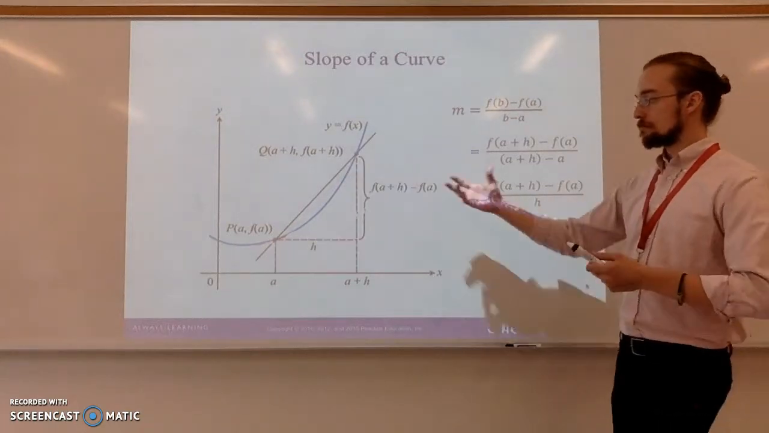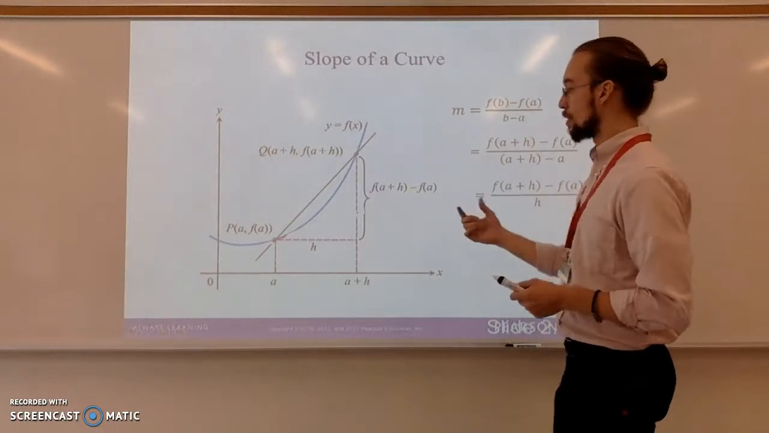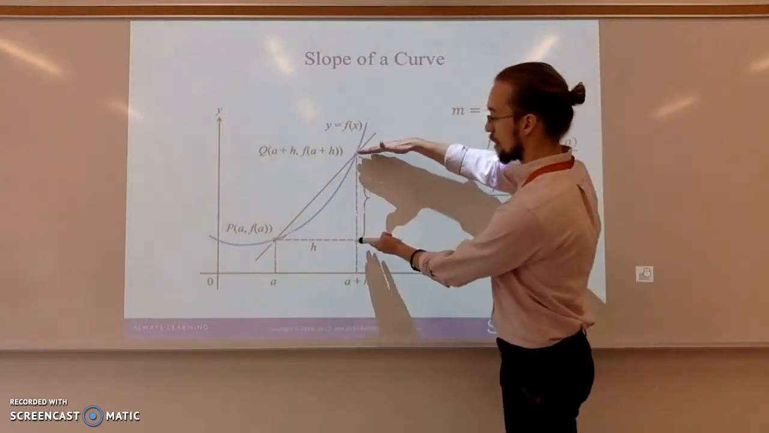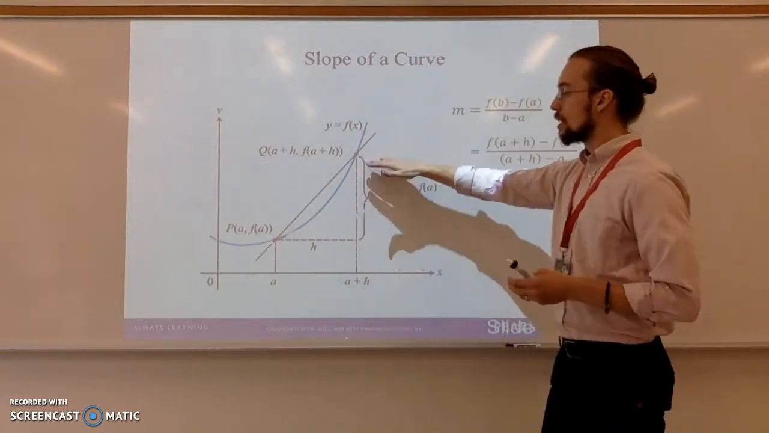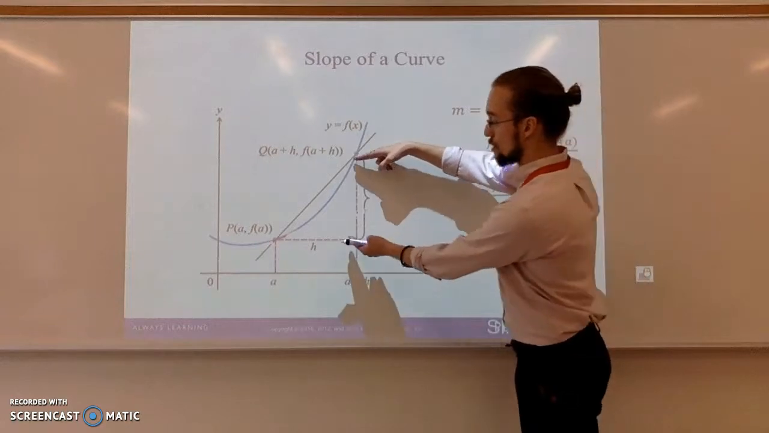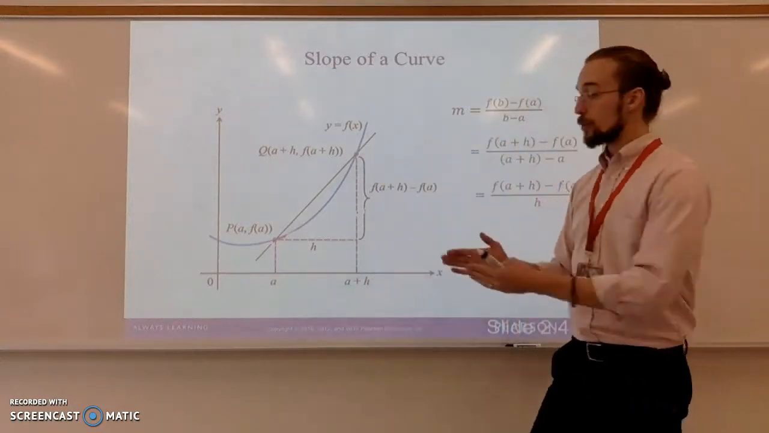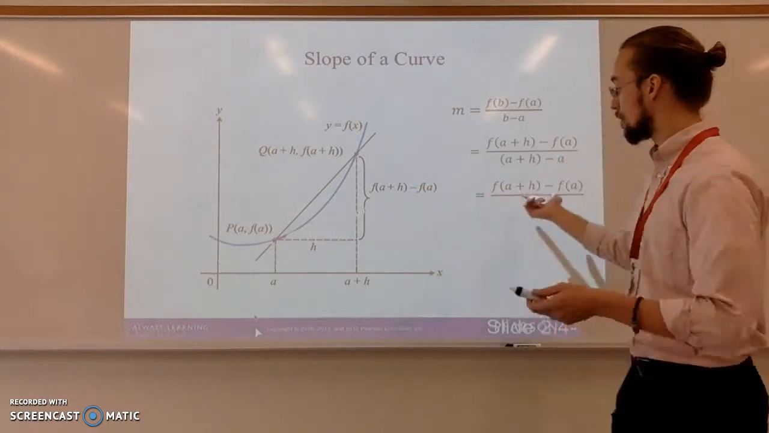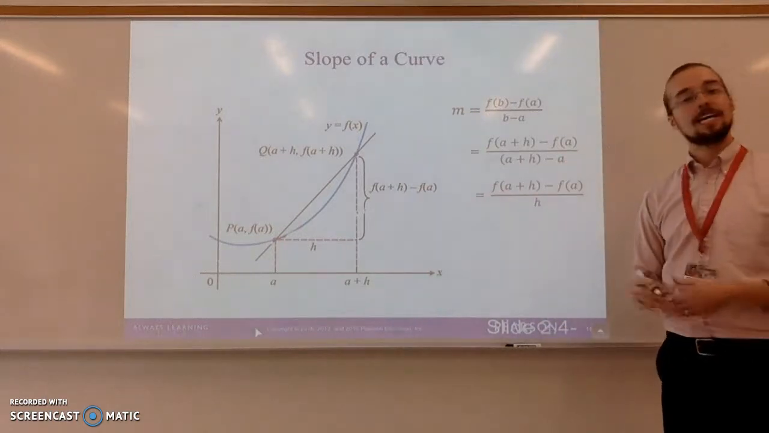So this is what we did. The difference in the y's is f of a plus h minus f of a. That's the change in y over the change in x. The distance between a and a plus h is just h. So that's what we found here.